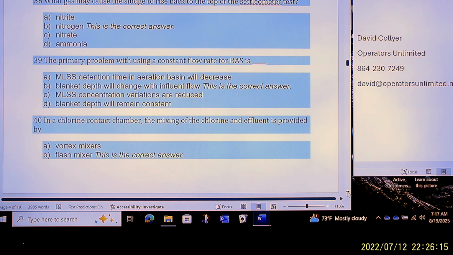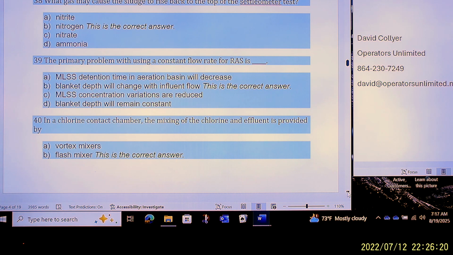Number 38, what gas may cause the sludge to rise back to the top of a settleometer test? A, nitrite, B, nitrogen, C, nitrate, D, ammonia. The answer to 38 is B, nitrogen.